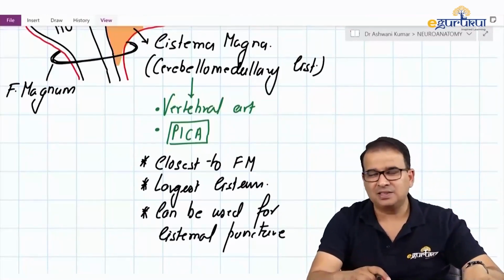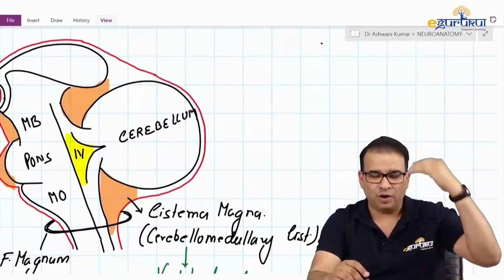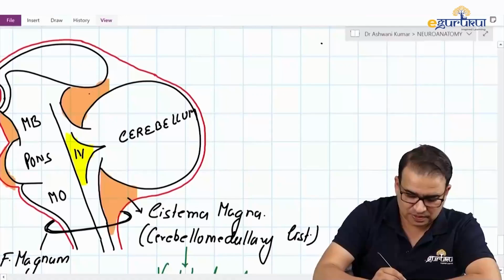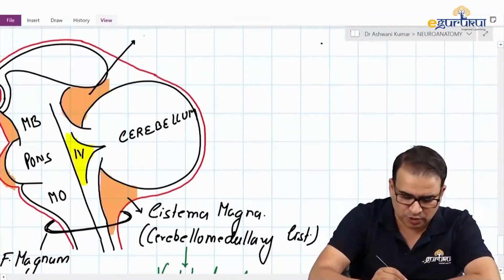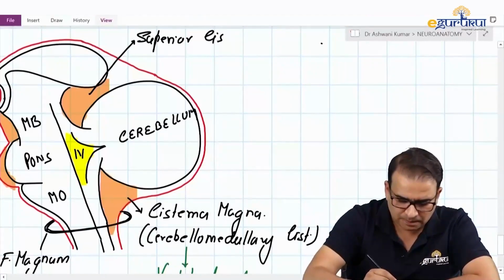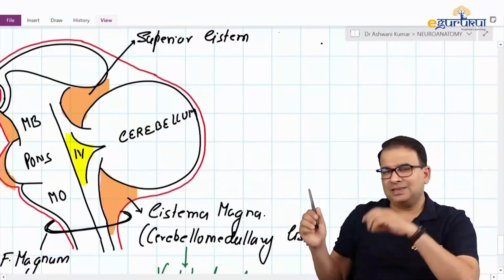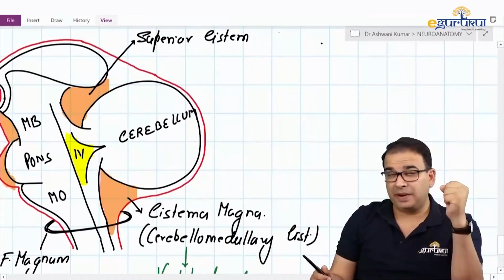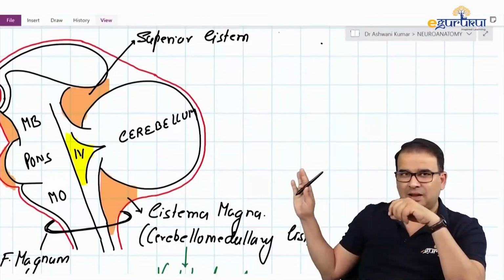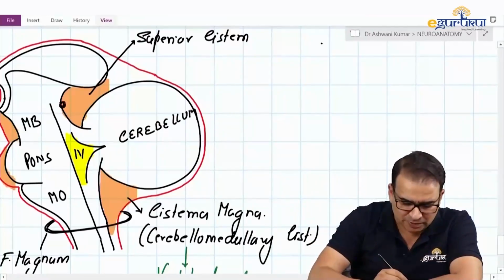Then next in the line, the cistern which is present above the cerebellum. So we simply call it superior cistern. This cistern is at the top, so we call it superior cistern. Or see, this cistern is present behind the midbrain. If you look carefully at this diagram, the cistern is situated behind the midbrain. And guys, the dorsal aspect of the midbrain has the superior colliculus and inferior colliculus.